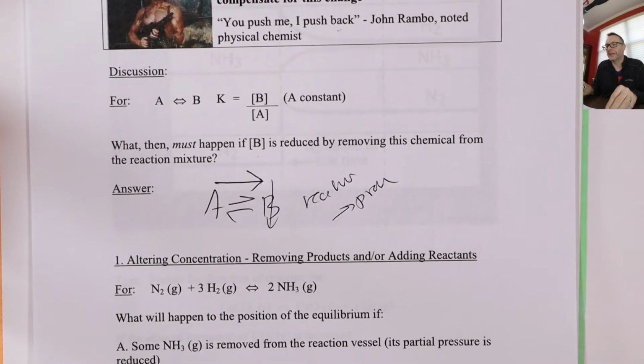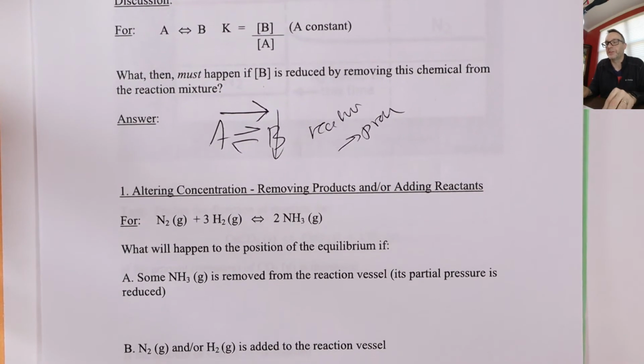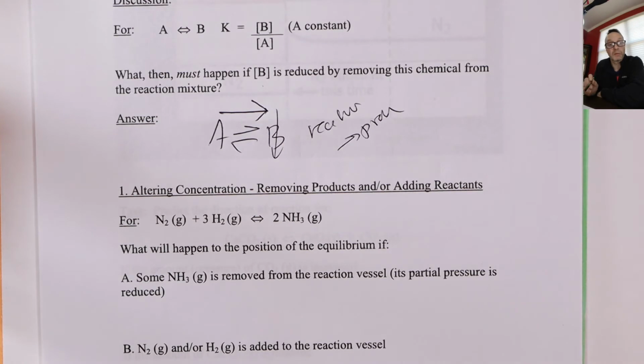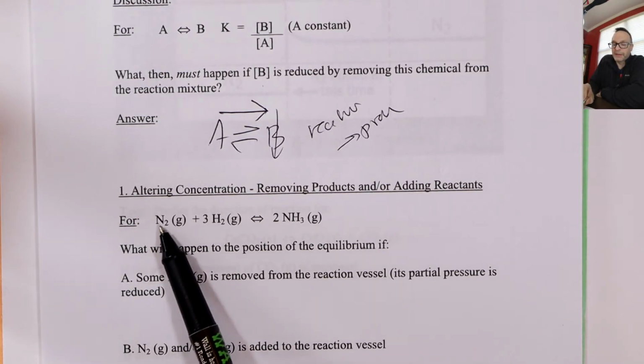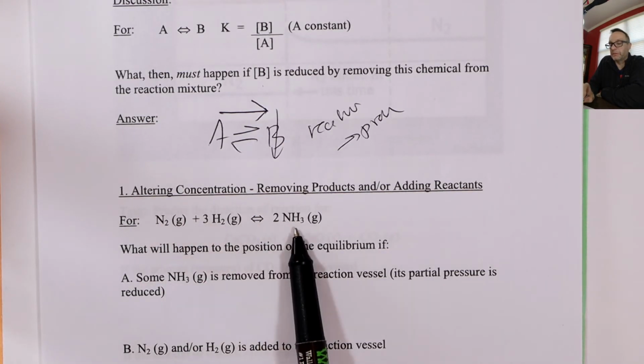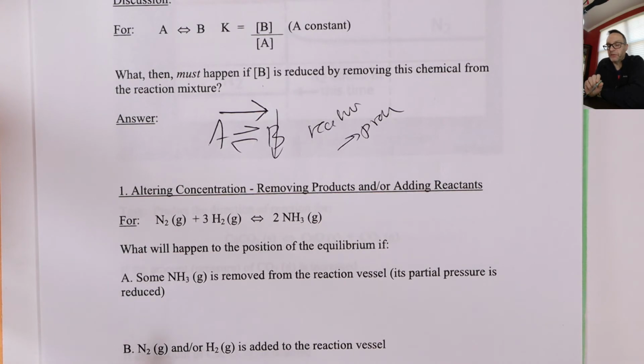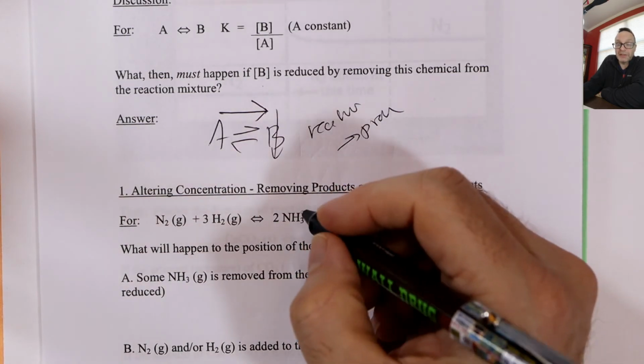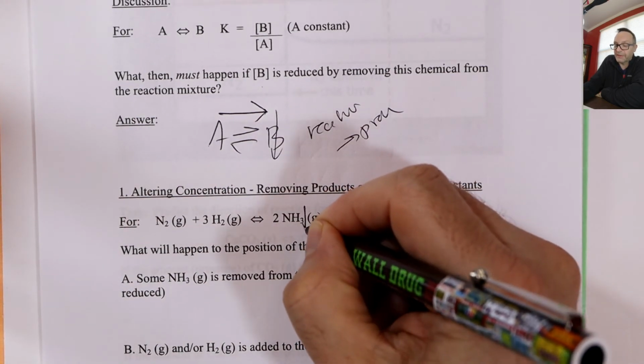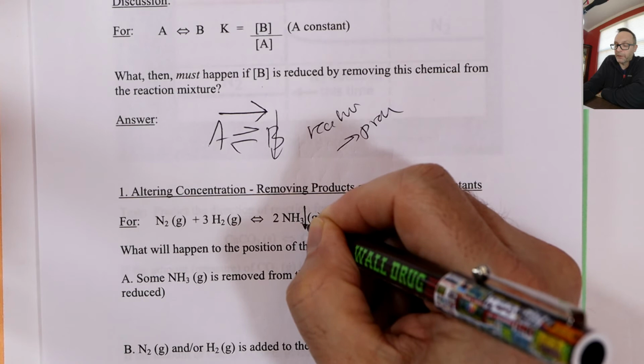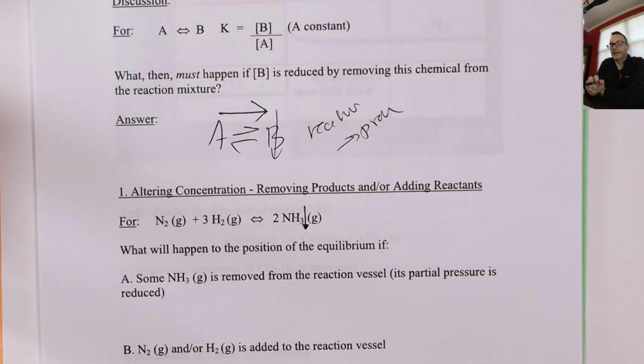So let's think about it for a second. Here is the famous Born-Haber reaction: nitrogen, hydrogen, in equilibrium with ammonia. If we think about this, you push me, I push back. So some ammonia is removed. This is what they do in industry. They condense the ammonia gas, since it has a much lower boiling point than the others.